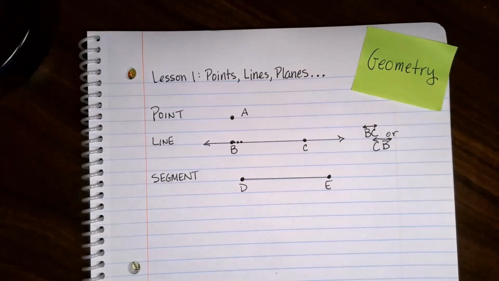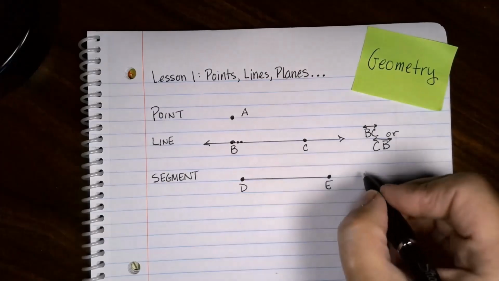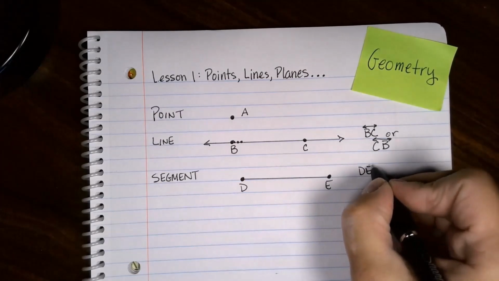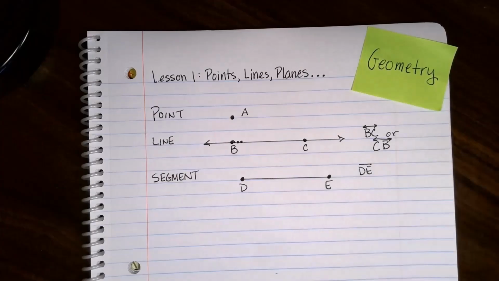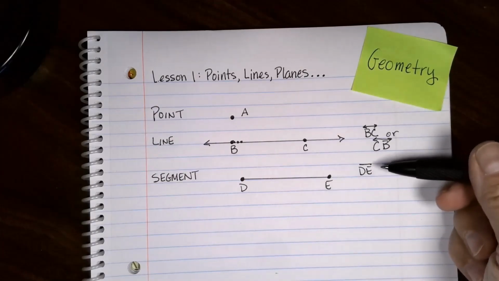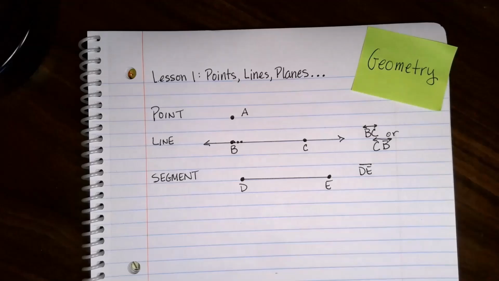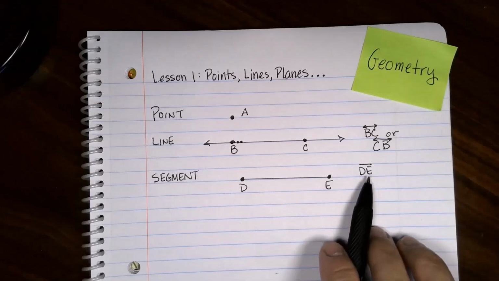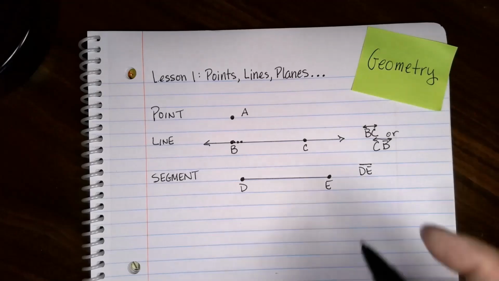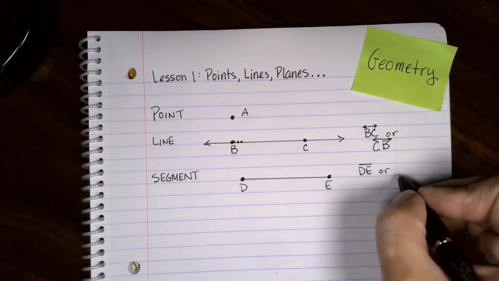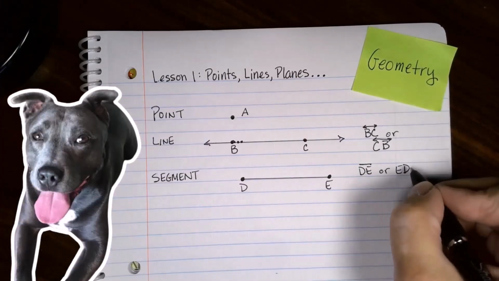Now, naming a line segment, you put the little icon over the top, but it doesn't have arrows on both ends. This tells me when I read it, when you write it down on a piece of paper, that you are talking about the segment D to E, or you can flip the letters and go from E to D.